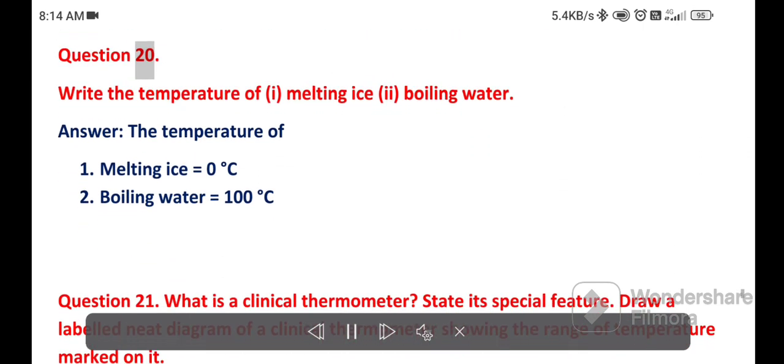Question 20. Write the temperature of 1. Melting ice, 2. Boiling water. Answer. The temperature of melting ice is equal to 0 degrees Celsius. Boiling water is equal to 100 degrees Celsius.